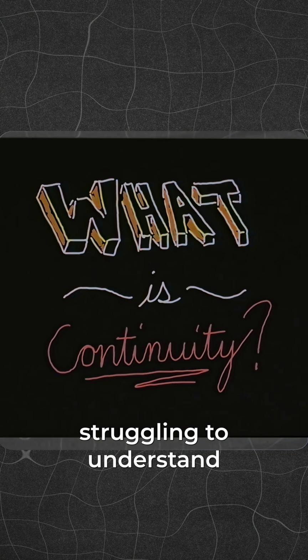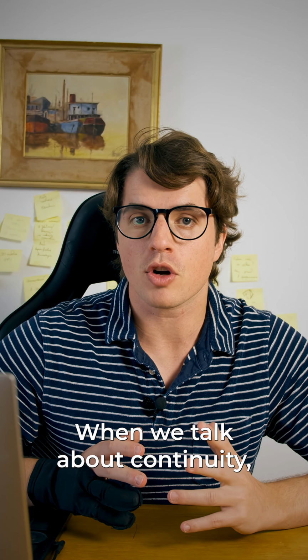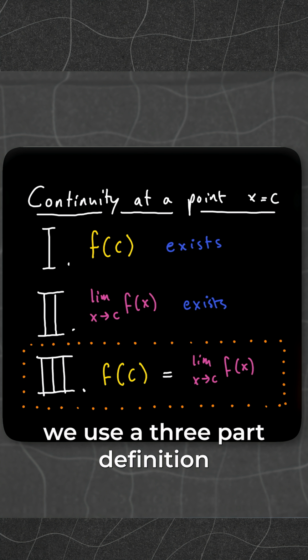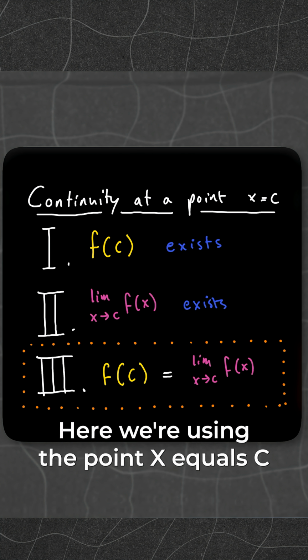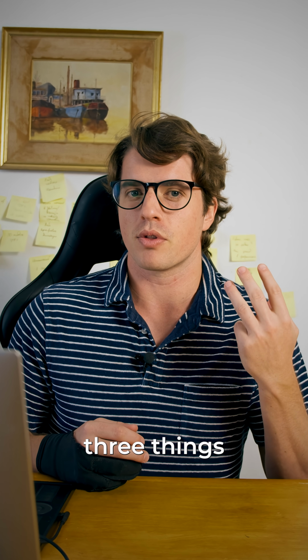Are you struggling to understand continuity or just haven't learned it yet? Well, look no further. When we talk about continuity, we use a three-part definition for continuity at a point. Here we're using the point x equals c. The way that I remember this, we have 3 points, but we really only need to know 3 things.